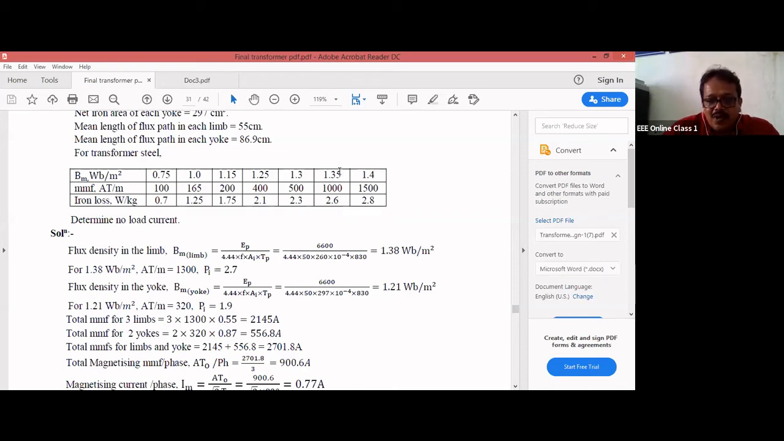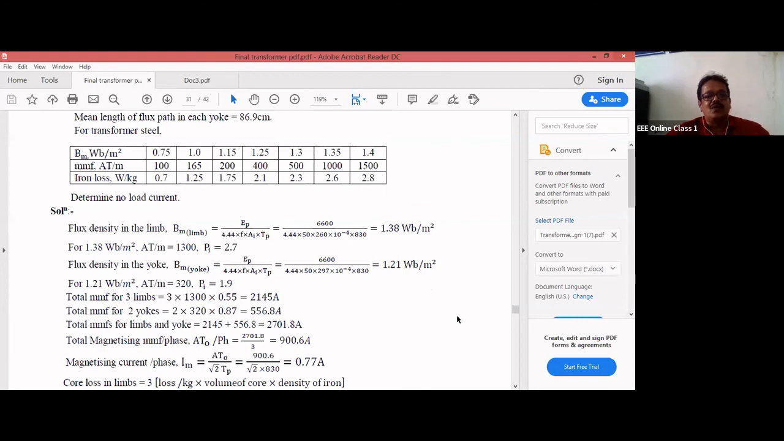0.04, how many more divisions do I require here? I require 3 more. This is 3.5, I require 3.8. So 3 are required. So 0.04 into 3 means what do you get? 0.12. So 2.6 plus 0.12, if I add, I get 2.72 and I can round it up to 2.7. So for 1.38 Weber per meter square, Pi is equal to 2.7.